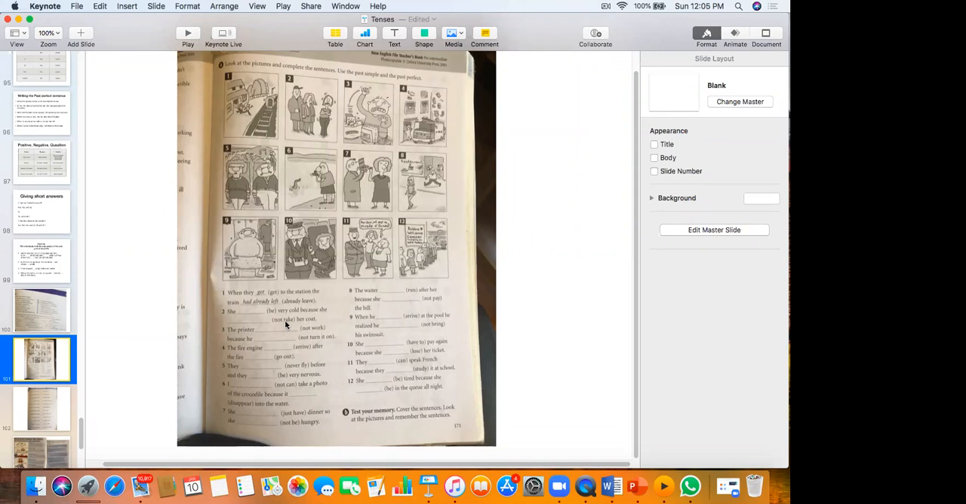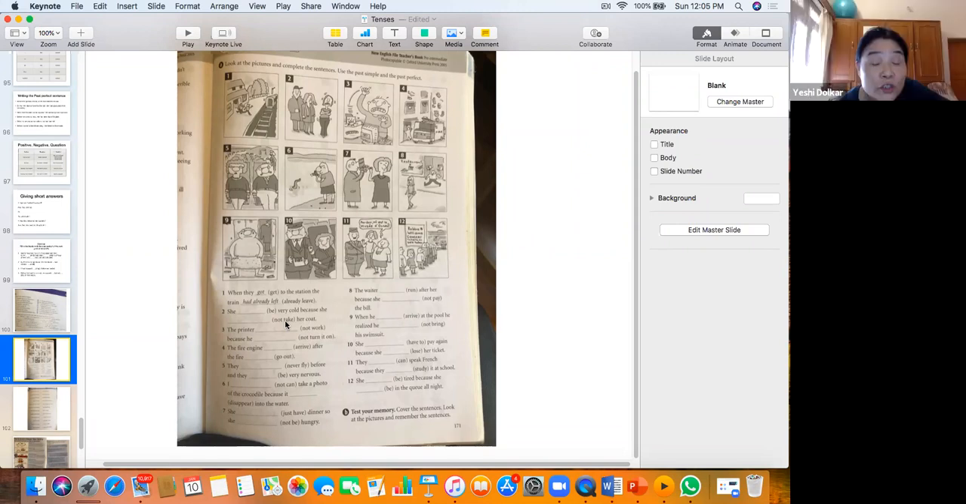The fire engine arrived after the fire had gone out. Yes. After the fire had gone out. Yes, the fire engine arrived after the fire had gone out. Okay? Yes, ma'am. The fire engine arrived after the fire had gone out. Okay, number five.